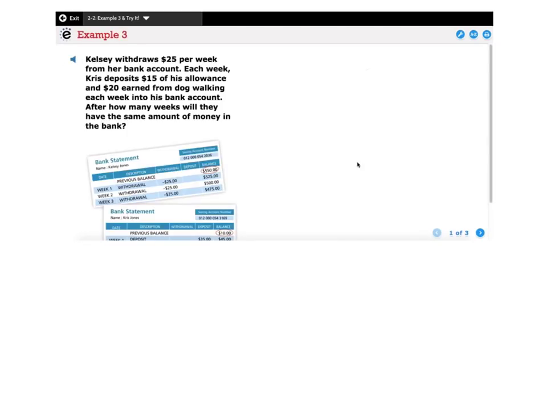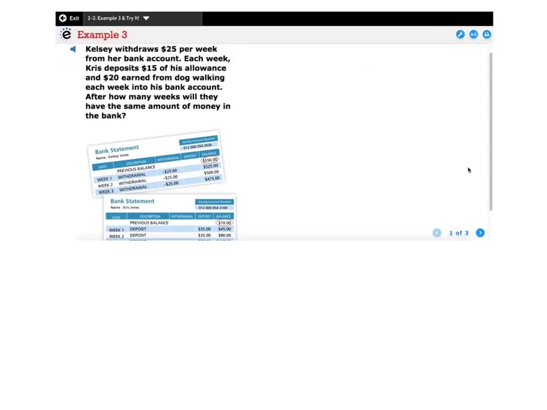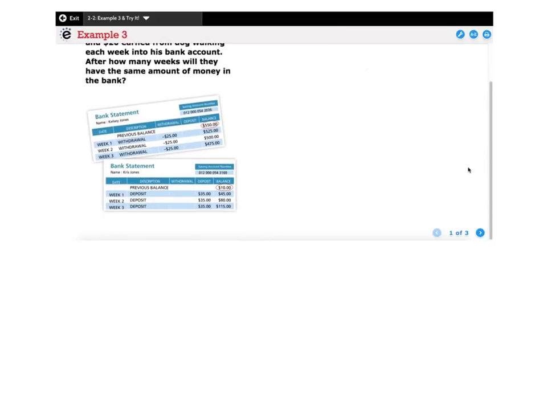Kelsey withdraws $25 per week from her bank account. Each week, Chris deposits $15 of his allowance and $20 earned from dog walking into his bank account. After how many weeks will they have the same amount of money in the bank?